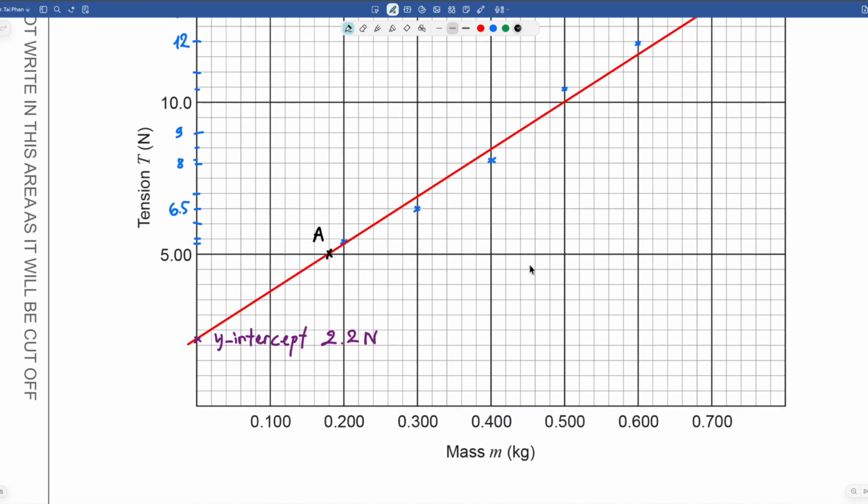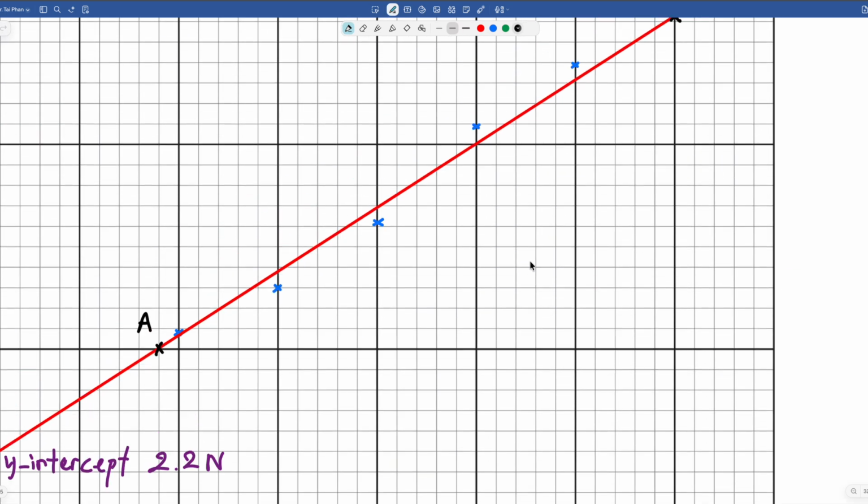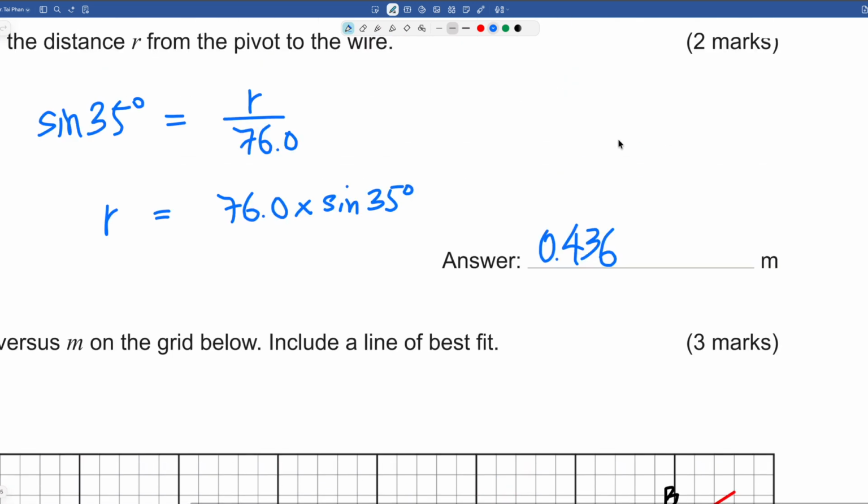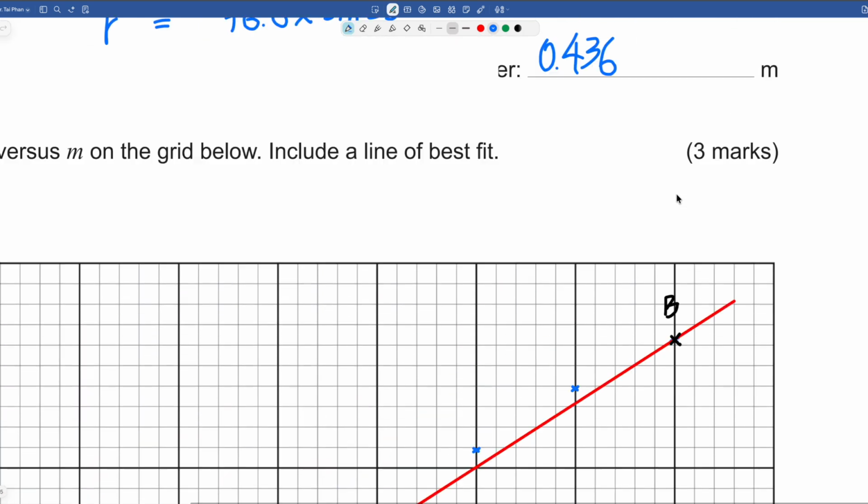Gradient is rise over run. Let me write it, which is change in y over change in x. Okay, gradient equals delta y over delta x. The y coordinate of B coincidentally is the value when the weight is 0.7.